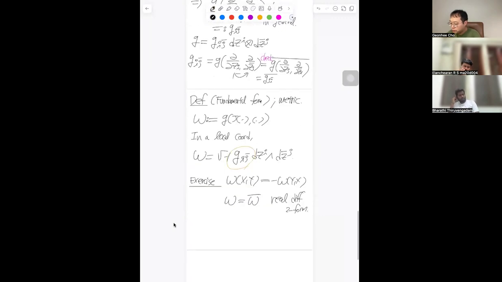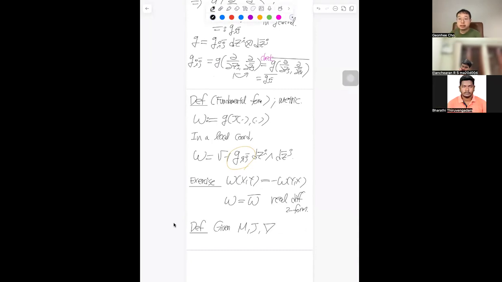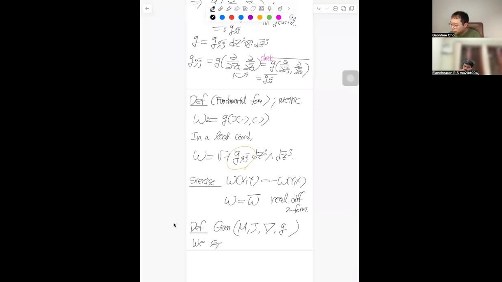So now we have a definition. Given M, a smooth manifold, J, the complex structure, and G, all those objects that we mentioned, we say omega is Kahler if d omega is essentially zero. And we saw the equivalent characterizations of this algebraic condition, what it actually represents. So I think today we can simply finish over here.